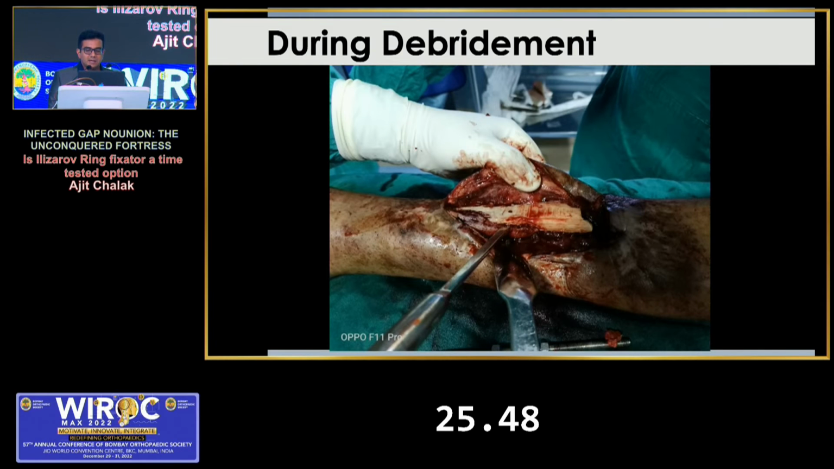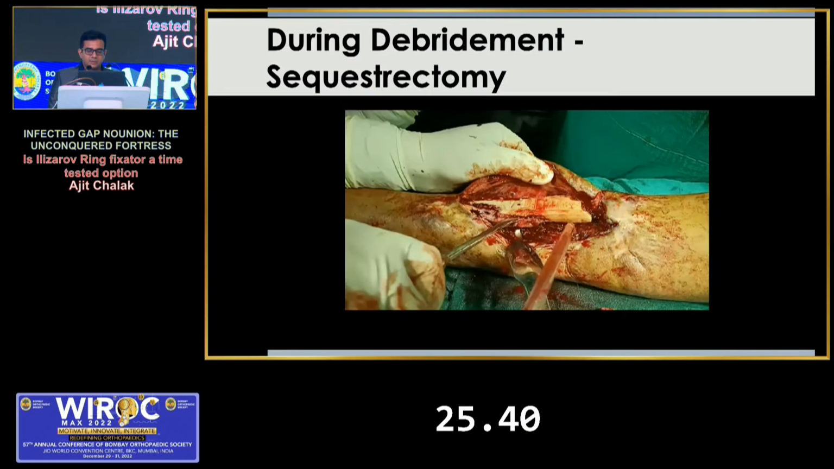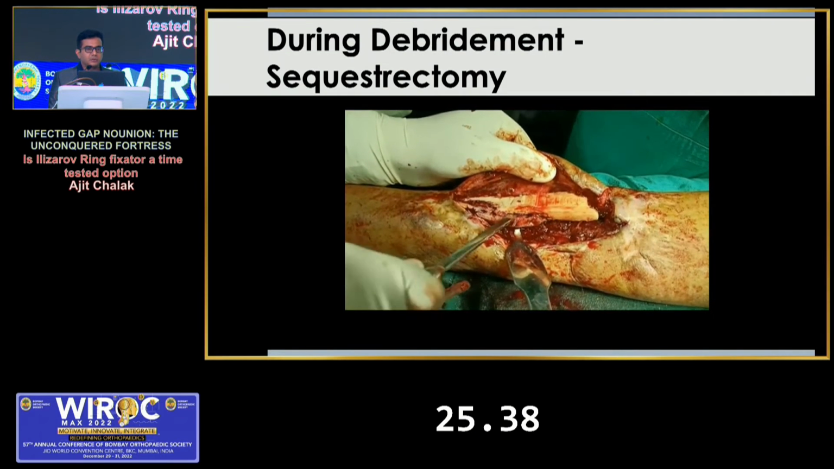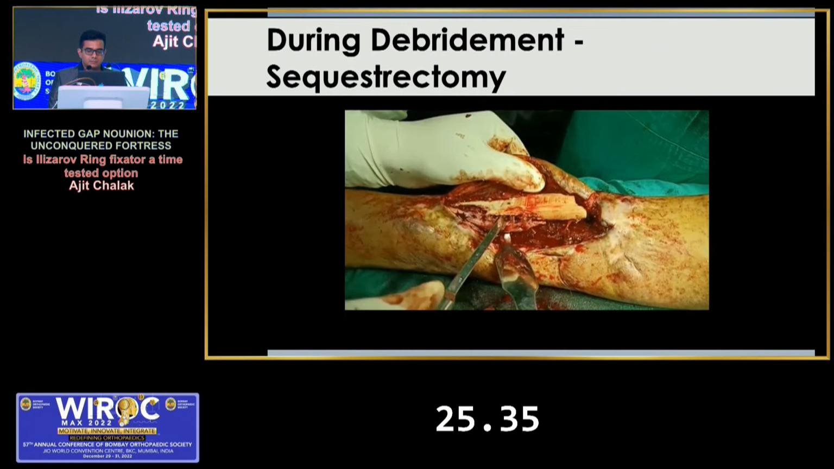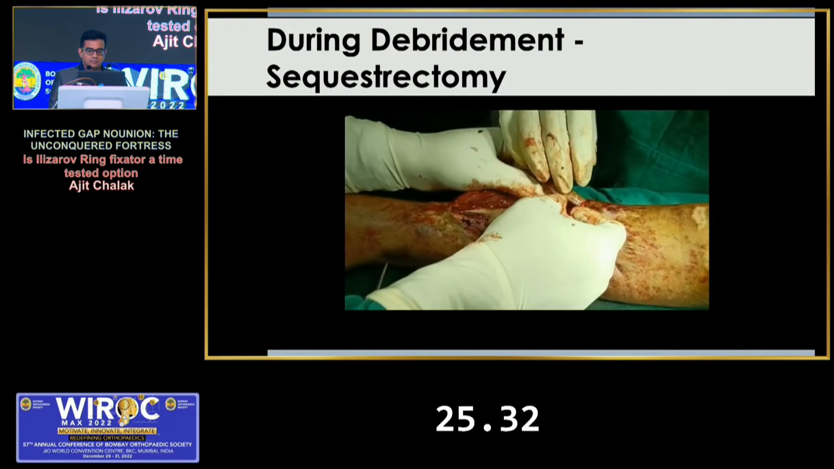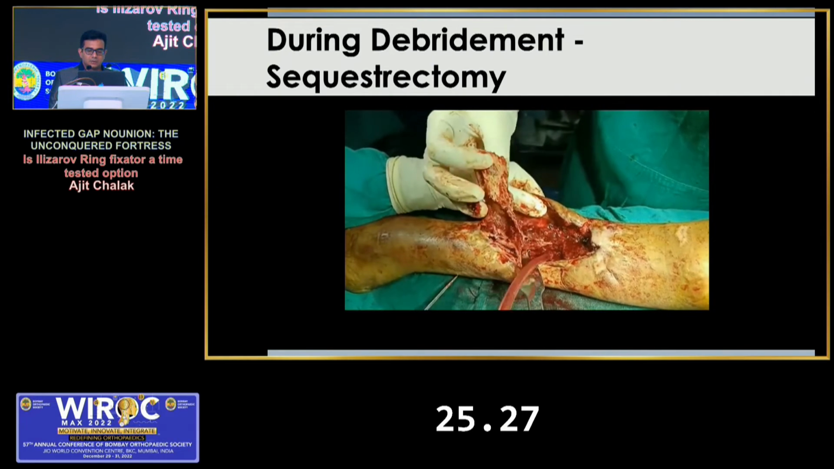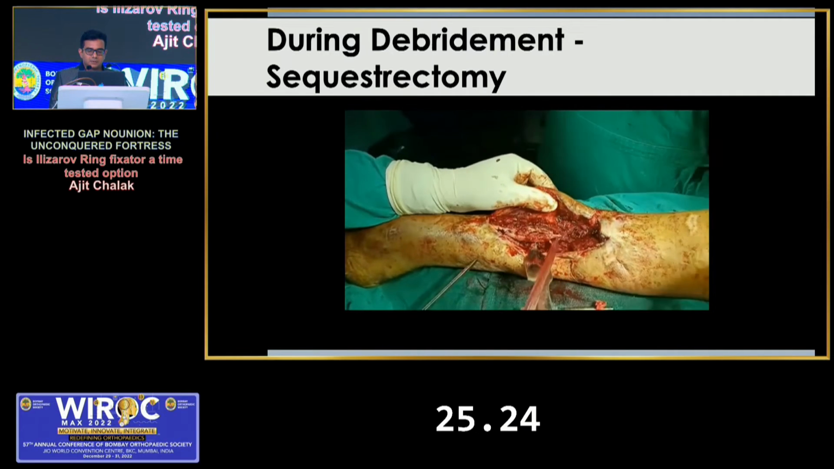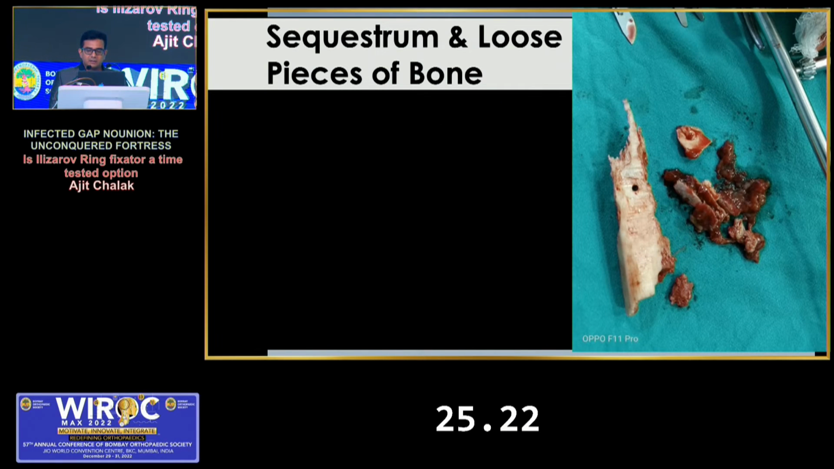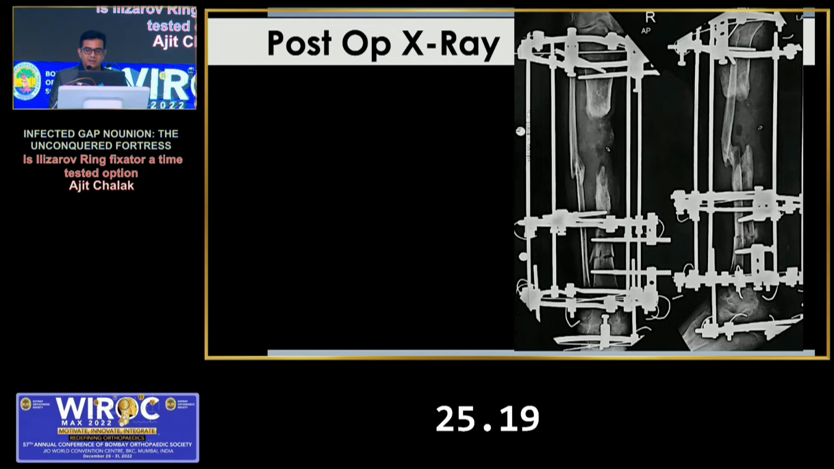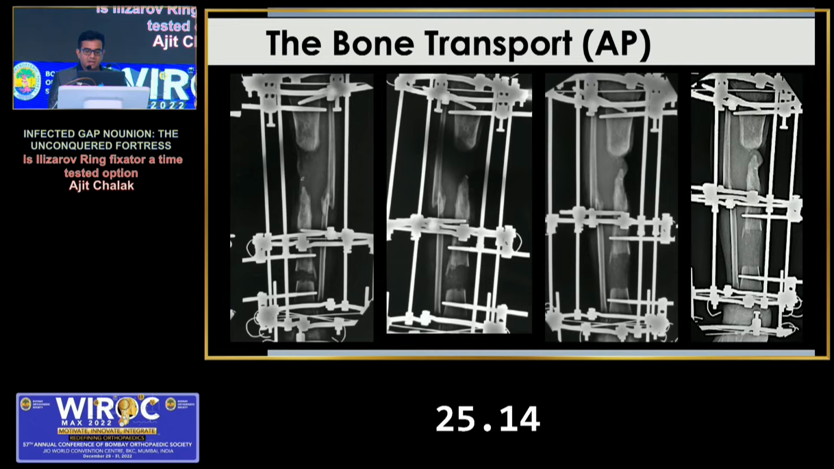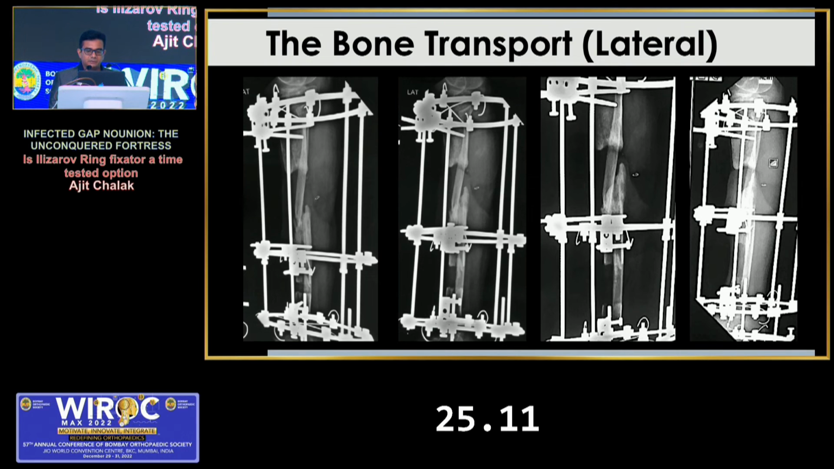These are his pictures during debridement. You can see a large piece of sequestrum over there. We just came out with a simple osteotome. So after debridement, these were the bone pieces which were removed, and he ended up having such a long defect. So we went ahead with the bone transport in the AP view, in the lateral view.